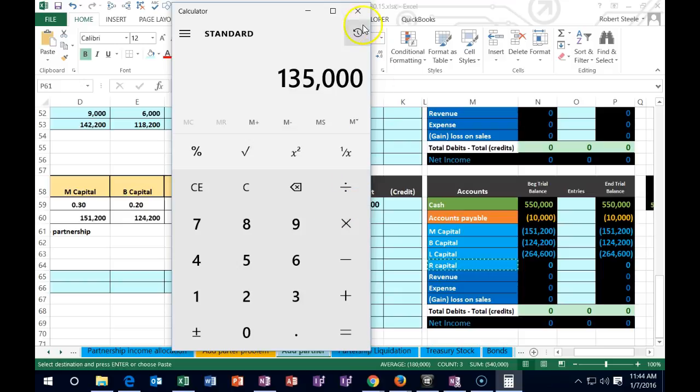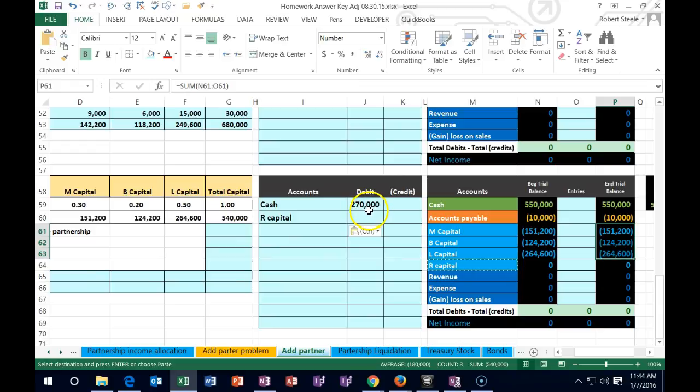However, the new partner is going to put in another 270, which is going to, of course, increase the amount of assets in the books.